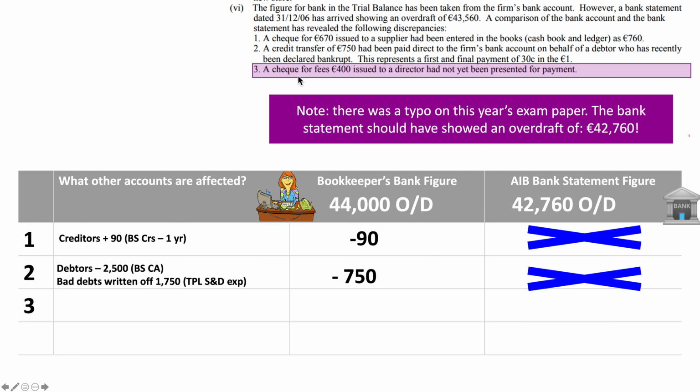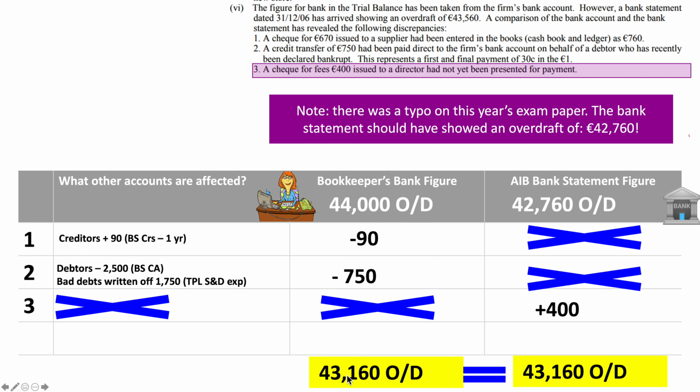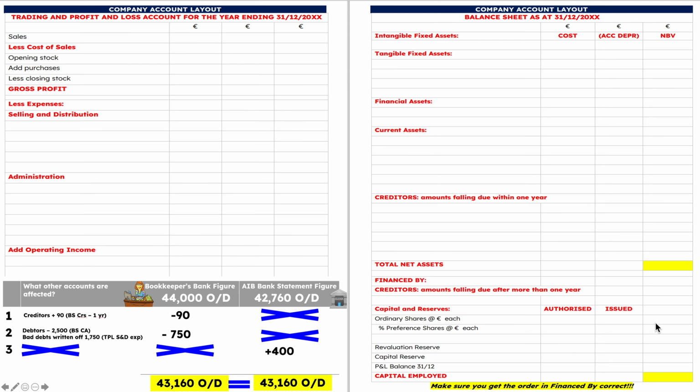And then number 3, a cheque for fees €400 issued to a director had not yet been presented for payment. So the bookkeeper wrote the cheque, they know about it, it doesn't say that they didn't record it anywhere, so they've nothing to do in their books. But the bank, when that cheque for 400 comes into the bank with the director, and they put it into their account or cash it, that is going to increase the overdraft by €400. So overall then you've got €43,160 overdraft, and that is you done.